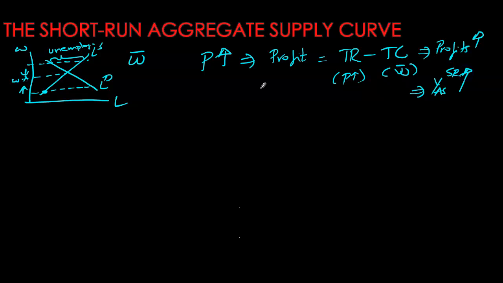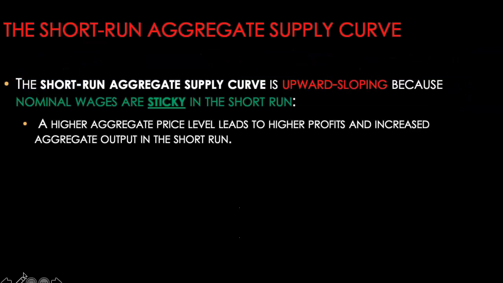And therefore we see this positive relationship between aggregate price level and aggregate output supplied by firms. Remember, for this to be true, a major assumption is that wages are sticky. If wages were to catch up along with the price level and move in the same direction, we would not see this positive relationship. So with sticky wages, we see a positive relationship between aggregate price level and the quantity of output supplied by firms, giving an upward sloping short-run aggregate supply curve.